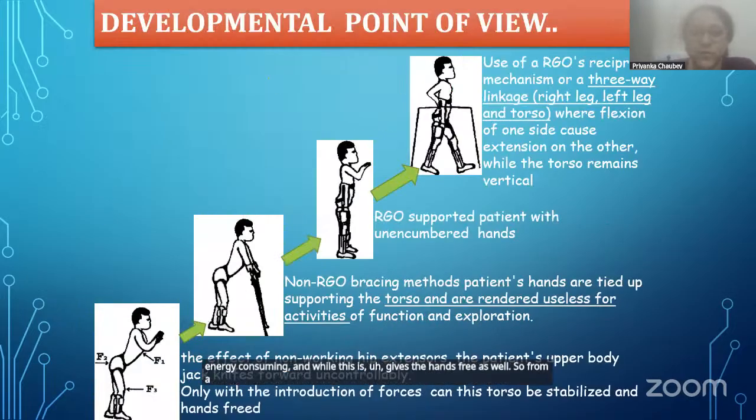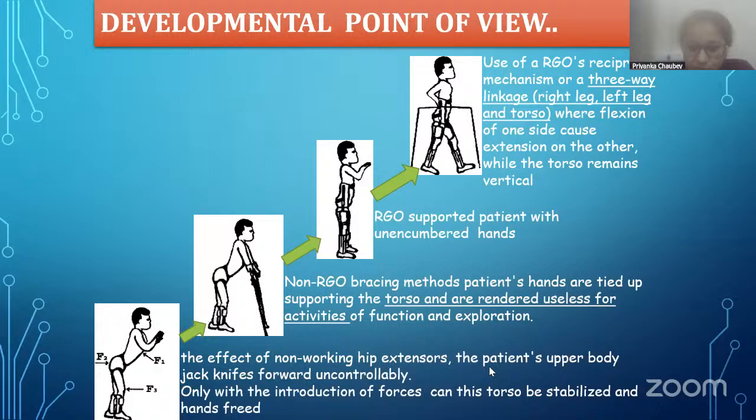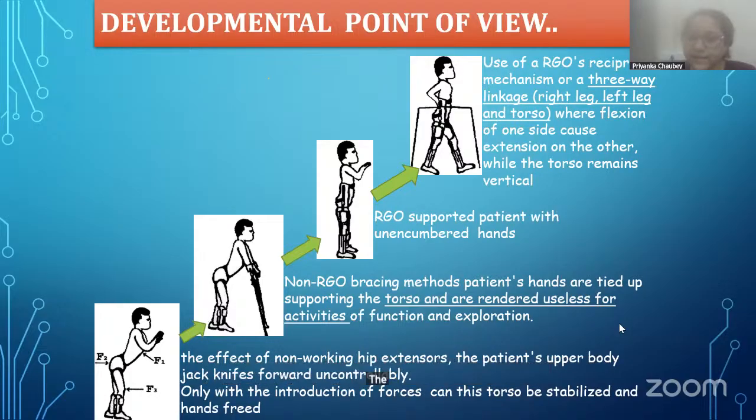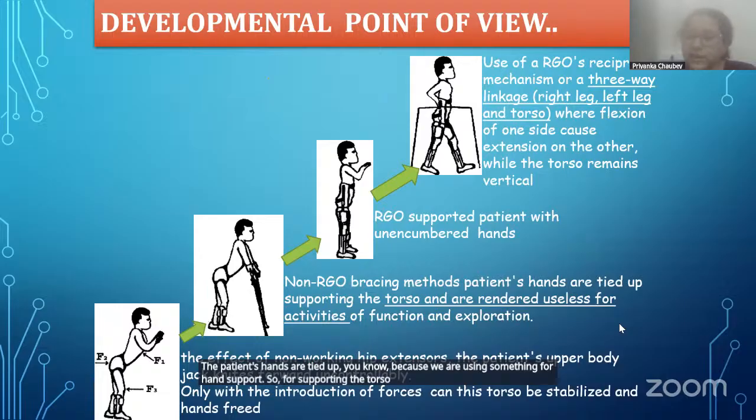From a development point of view, we know that there are non-working hip extensors in the upper body, what we call jackknifing, when the upper body falls uncontrollably forward. Only with some forces can this torso be stabilized and the hands freed. In non-RGO bracing, the patient's hands are tied up, because we are using them for hand support of the torso, and they are not able to use them for functional activities. The RGO supports the patient without using the hands, so it is completely on the brace itself.